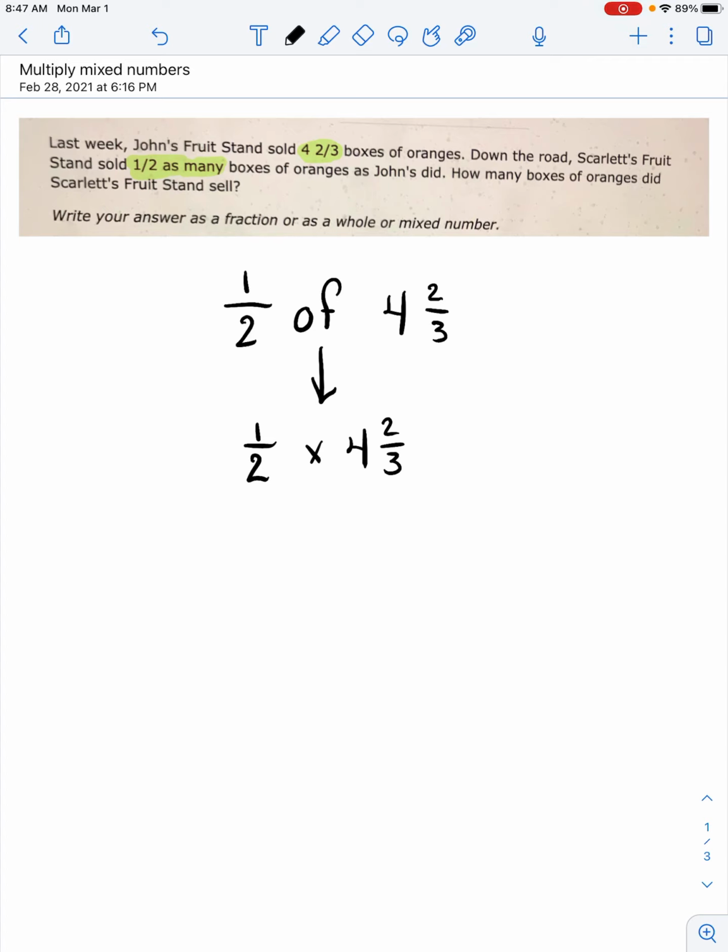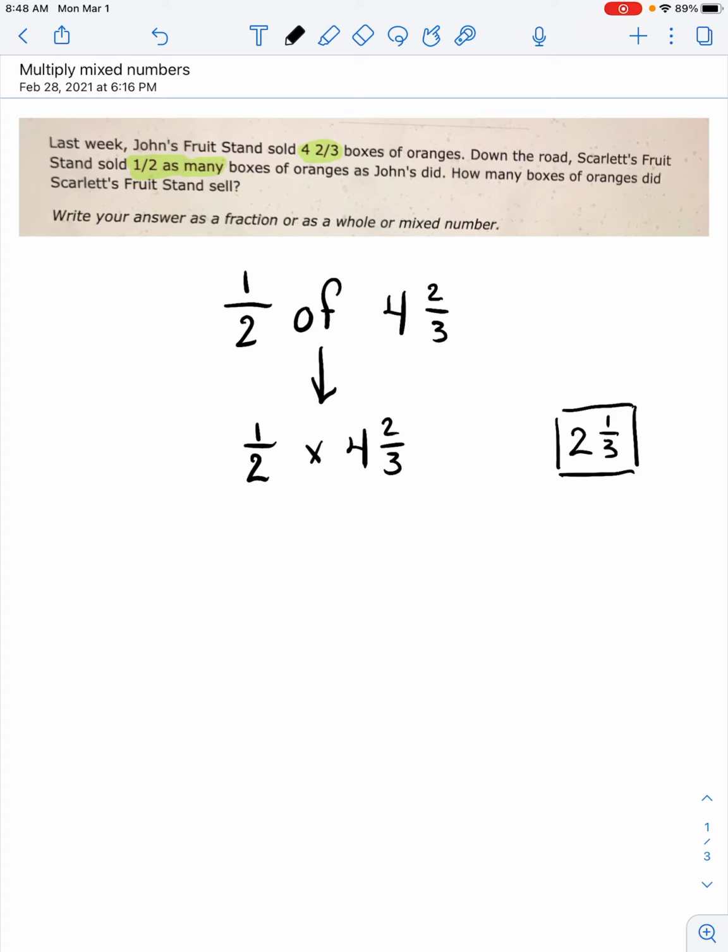And to some of you, you might say, hey, I can probably do this in my head because I know that 1/2 of 4 is 2 and 1/2 of 2/3 is 1/3. So that's probably my answer. But of course, in math, we need to be sure. So I am going to multiply. Now, the thing is that we don't multiply mixed numbers. And so this is where a skill that you already know comes into play.